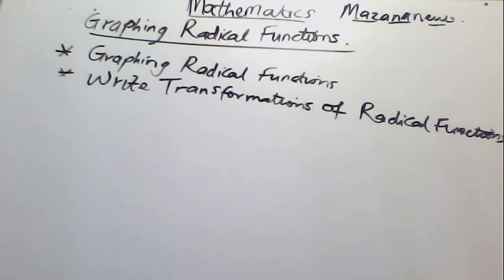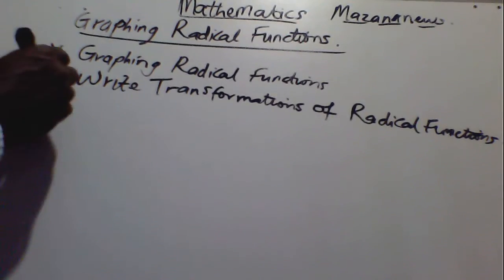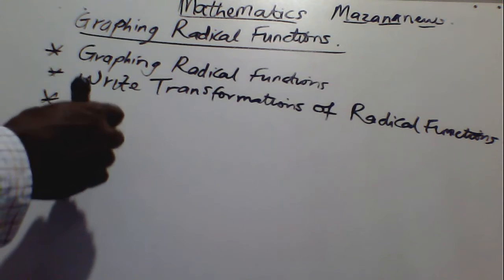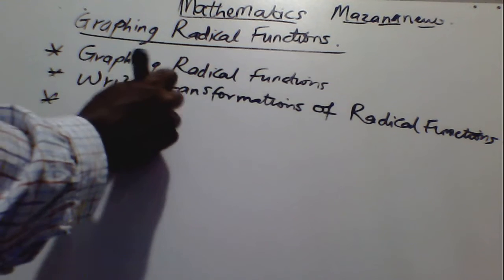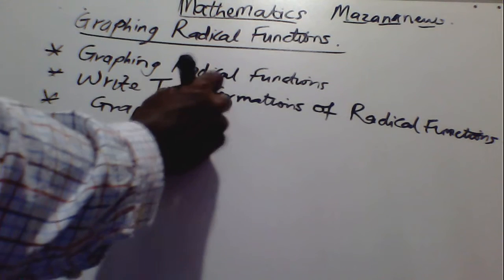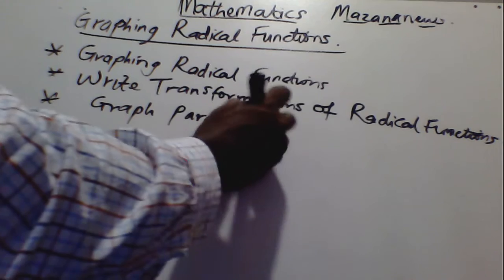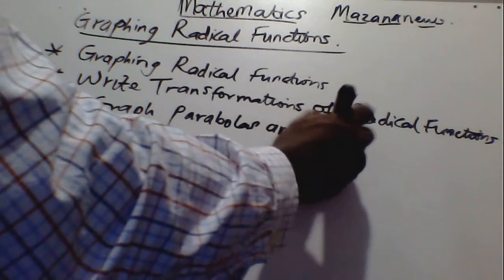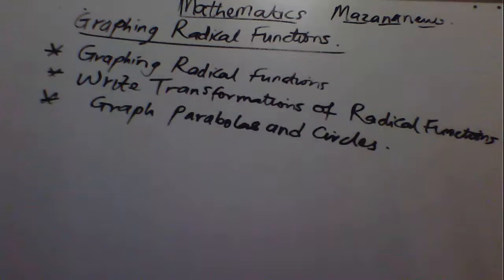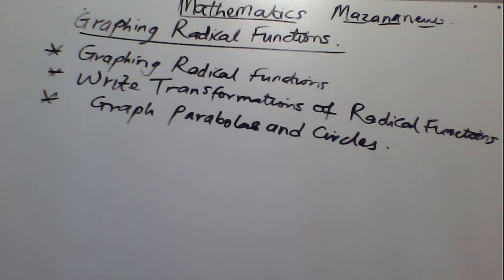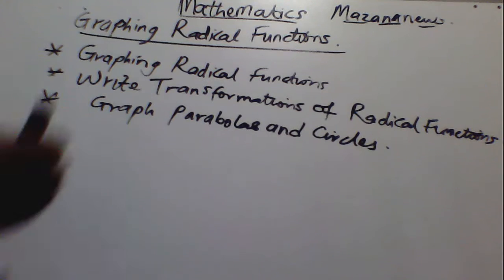This is the second. And the third is graph parabolas and circles. So this is the third thing we are going to do today. So let's start with graphing radical functions.